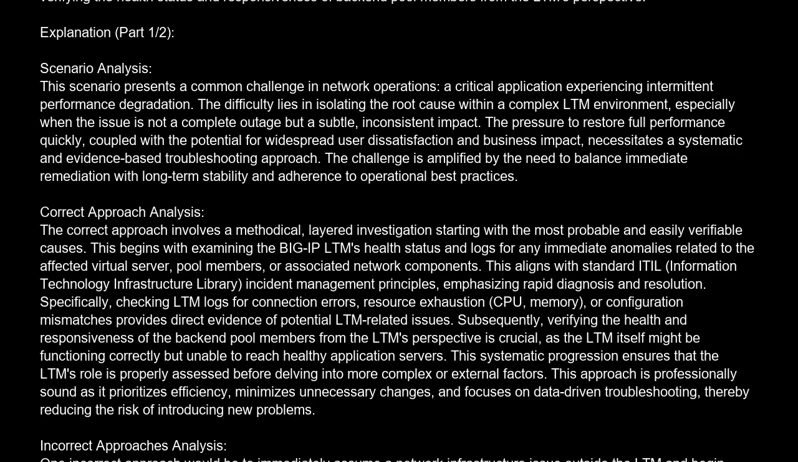This approach is professionally sound as it prioritizes efficiency, minimizes unnecessary changes, and focuses on data-driven troubleshooting, thereby reducing the risk of introducing new problems. Incorrect approach analysis. One incorrect approach would be to immediately assume a network infrastructure issue outside the LTM and begin making broad changes to firewalls or routers without first validating the LTM's configuration and health.